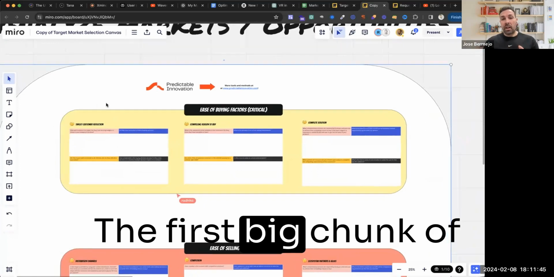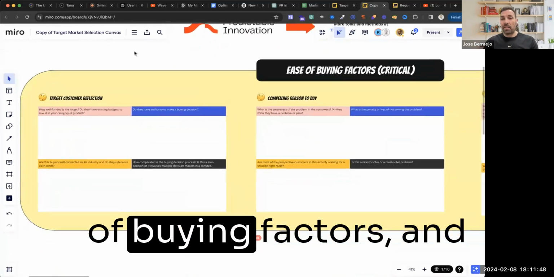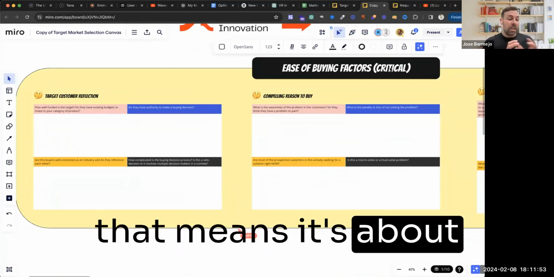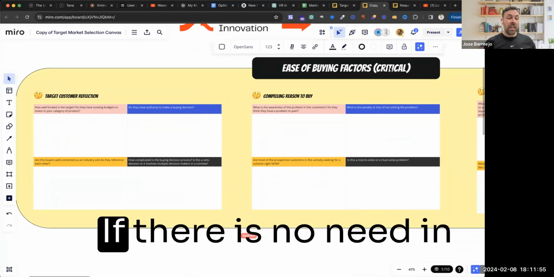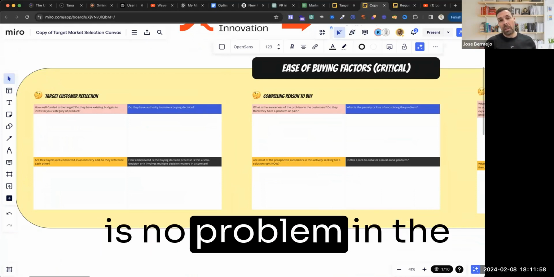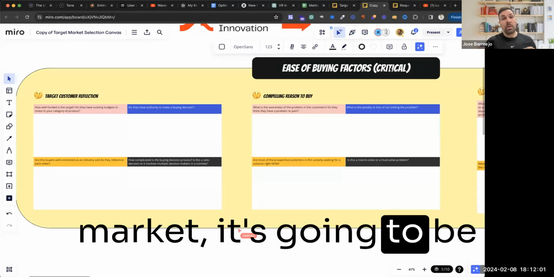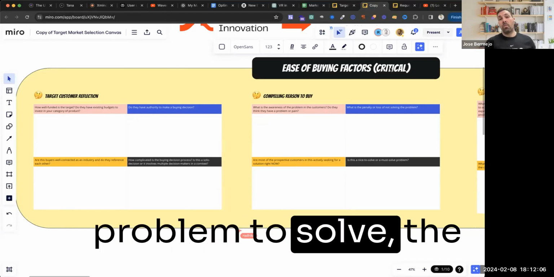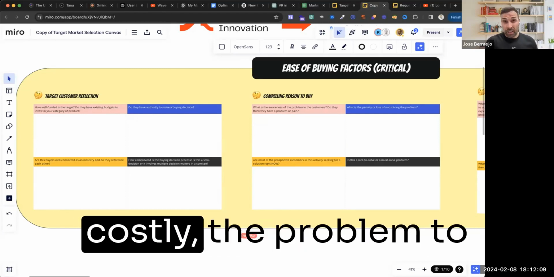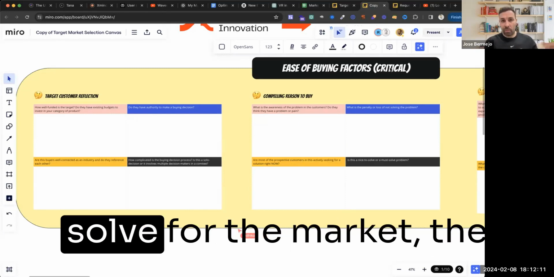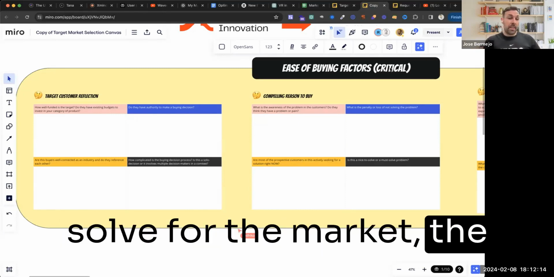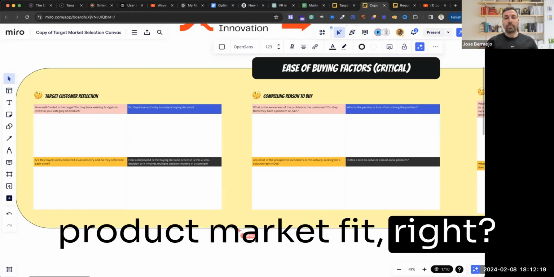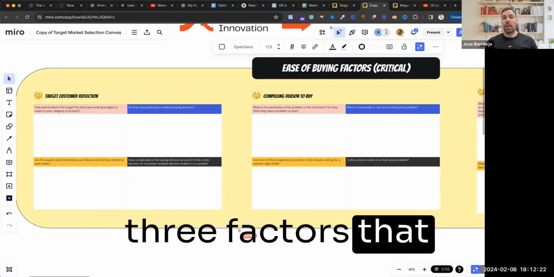The first big chunk of the factors are ease of buying factors, and they are critical for the success because that means it's about understanding the market opportunity. If there is no need in the market, if there is no problem in the market, it's going to be very hard to succeed. So the more urgent, painful, and costly the problem to solve for the market, the easier it will be for us to sell and to achieve product market fit, right? And here we have 3 factors that we will analyze.